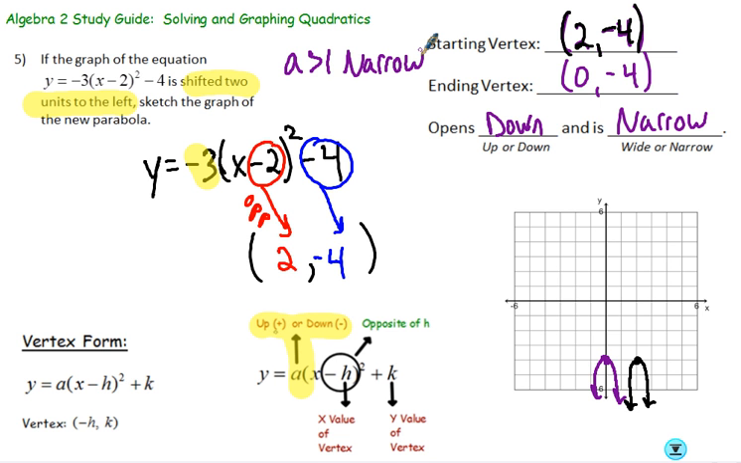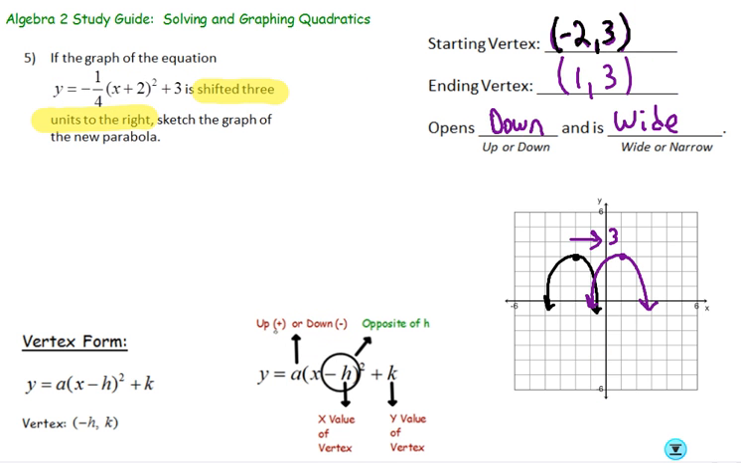All right, so pause it now, and let's try number 5 on the right side. And welcome back. So let's check number 5 on the right side. You should have got a starting vertex of negative 2, 3, ending vertex of 1, 3, a parabola that opens down and is more wide as compared to the mother function. All right, so let's move on to number 6.